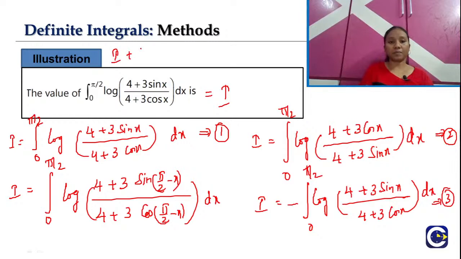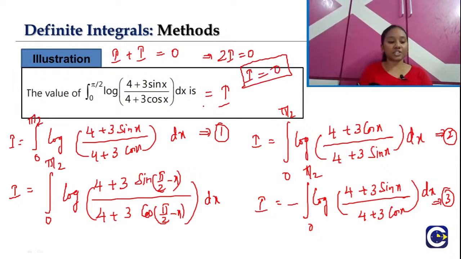That means I plus I. So this is log of the same expression minus log of the same expression, which will become 0. That means 2I will be 0, whereas my I will be 0. So when I equals 0, that means my question, which is nothing but the I that we have assumed in the beginning, will be equal to 0. So the integral value here, that is the integration of log of (4 plus 3 sin x) by (4 plus 3 cos x) within the limit 0 to pi by 2, will be equal to 0.